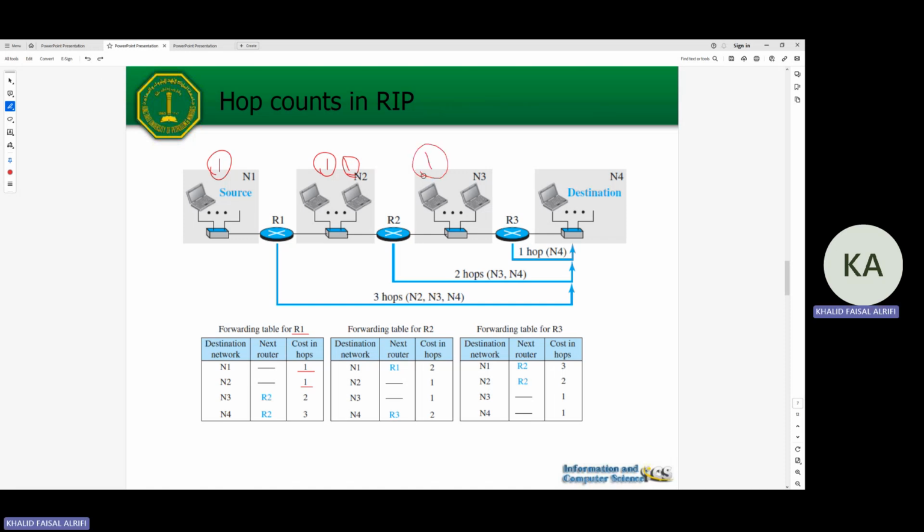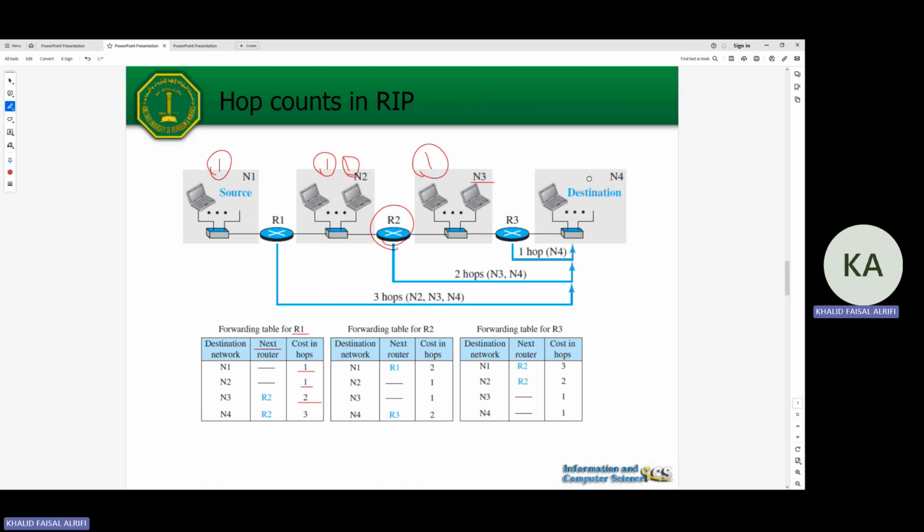Another one for this. And now the next router, which means the router that I have to visit before I reach N3, will be R2. Sometimes there is maybe more than one router. You will mention the first router. Like here, assume you have R2 and beside it is R3. So you will have 2 routers in order to reach N3. You will mention R2 because he said next router. So the next immediate router, you will just put it. So it will be R2 in this case, and the cost will be 2.